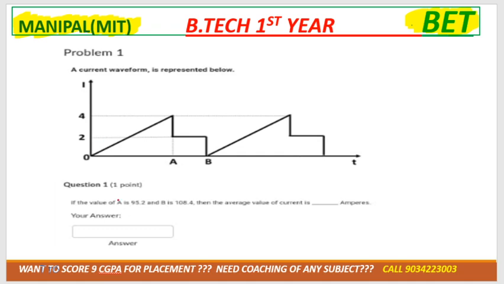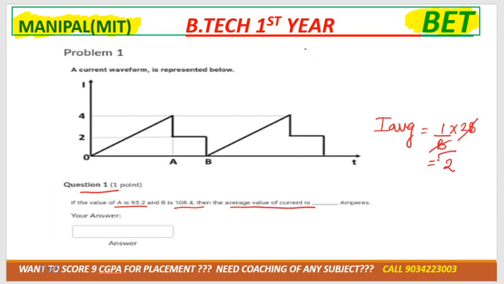Now problem number 1, question number 1. See, this is the graph. They have given the values of A and B and they are asking the average value of current. So after solving this graph, I'll tell you the formula. I average is equal to 1 by B into 2 of B. B cancels B, and the answer would be 2. So whatever the values of A and B are, the answer here is 2. Now I'll tell you how we obtain this.